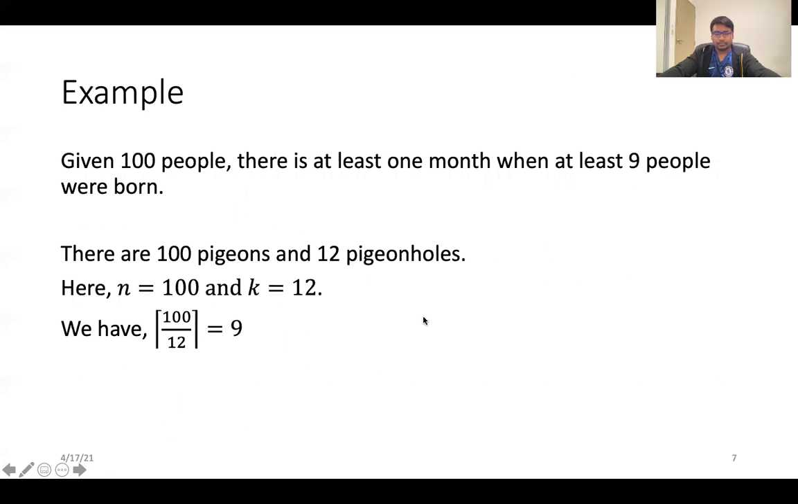I'll go to another small example here, an extension of the previous one. If there are 100 people, then there is at least 1 month when at least 9 people are born. As in the first example, we consider months of the year as pigeonholes and the people as pigeons. So we get n is equal to 100 and k is equal to 12, and the ceiling is 9, which means that there are at least 9 people who have the same birth month in a group of 100.